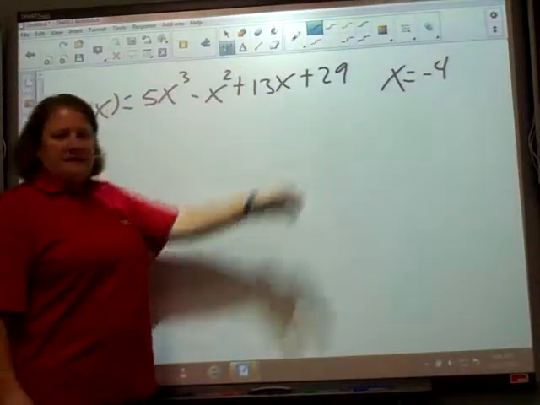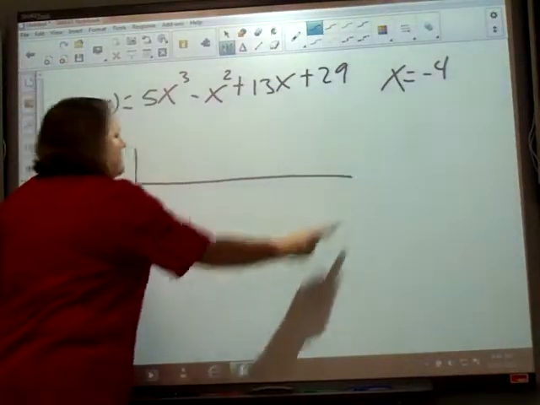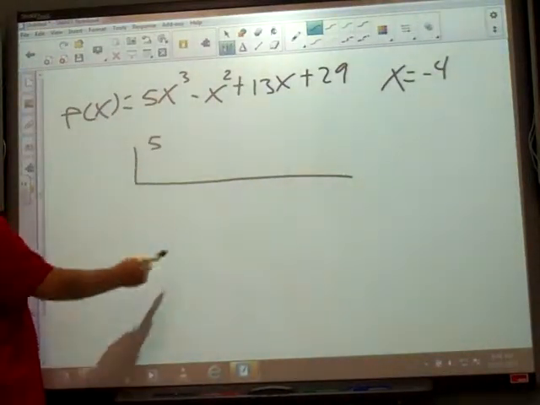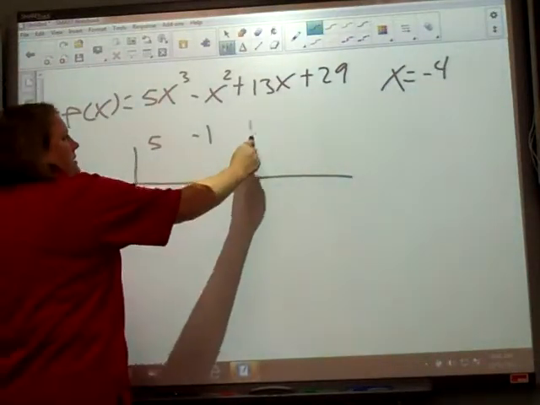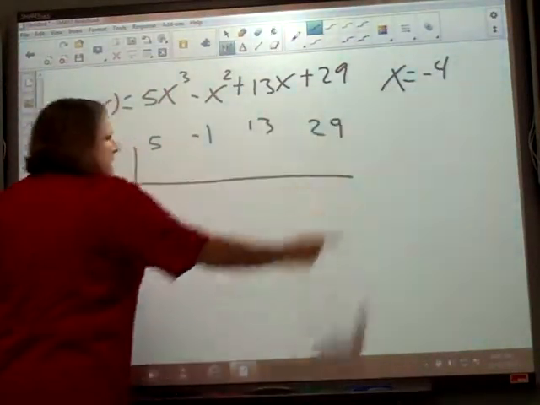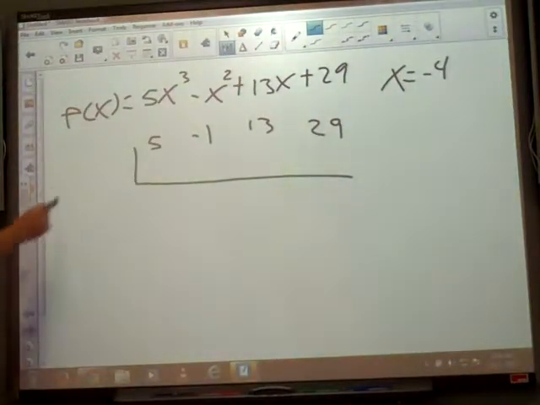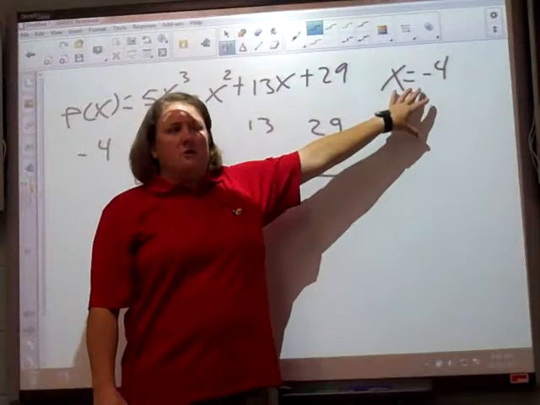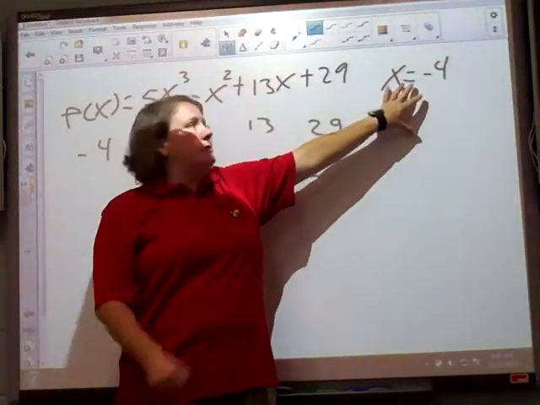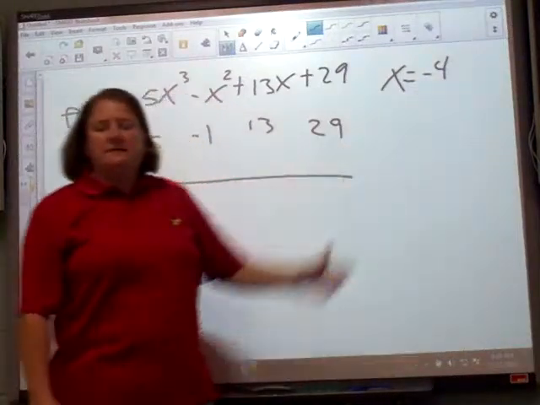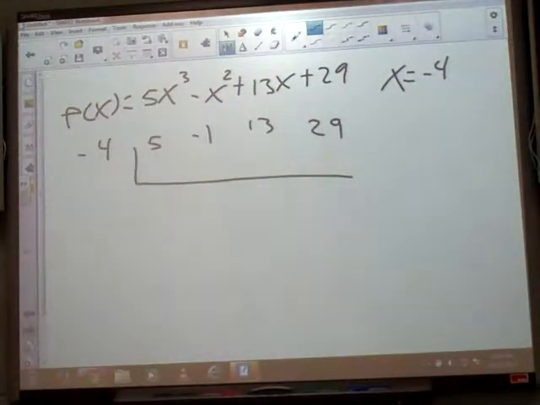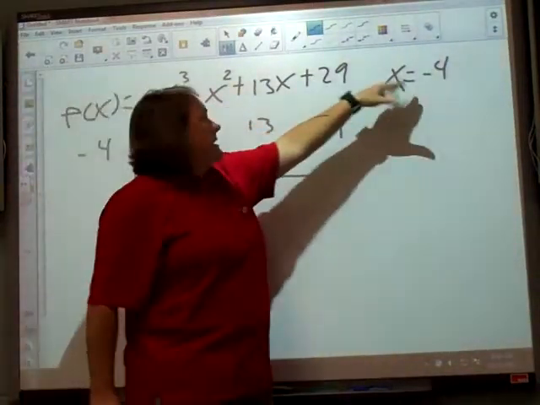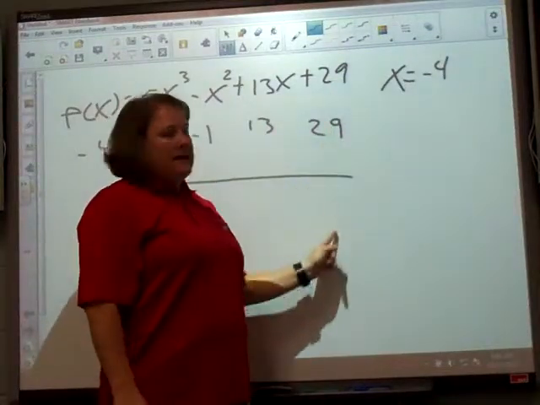The function, the f of x stuff, is going to be what goes in our upside down box. 5x cubed, negative 1x squared, 13x, constant of 29. Now, outside my box, it's already solved. It wasn't a factor like the other ones. Like Chloe said, this one is that. So it's already solved, so I didn't make it the opposite sign. Okay? Now I'm going to do synthetic division, and my answer to this, if you check me on the calculator and plug negative 4 into all those, is going to be what I get in the remainder spot.